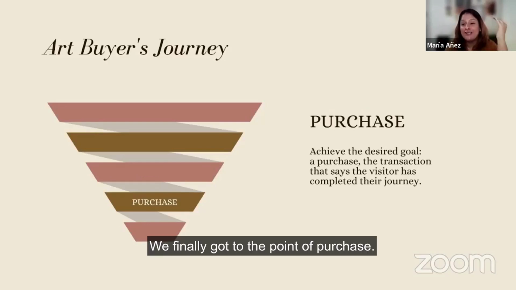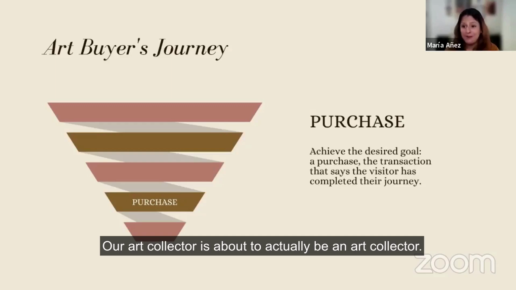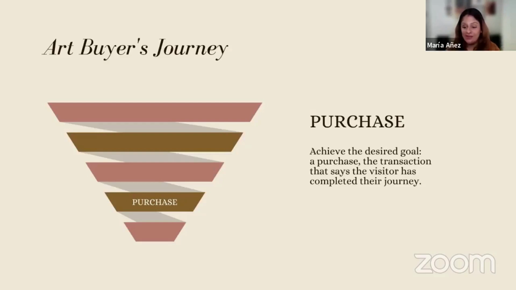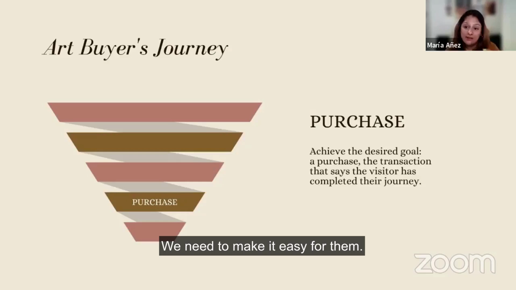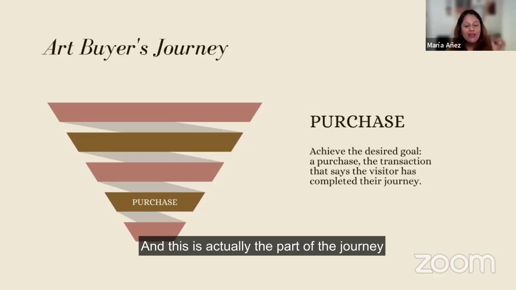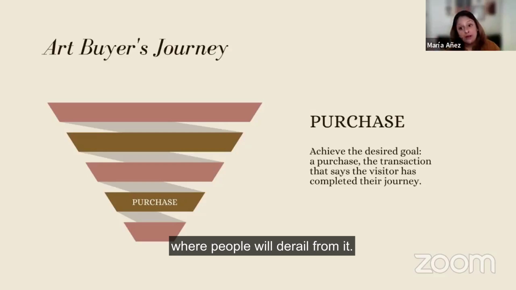We finally got to the point of purchase. Yes, we achieved the desired goal. Our art collector is about to actually be an art collector. They're going to click on the buy button. You're going to make a sale. We need to make it easy for them. This is the most crucial part of the whole journey. And this is actually the part of the journey where people derail.